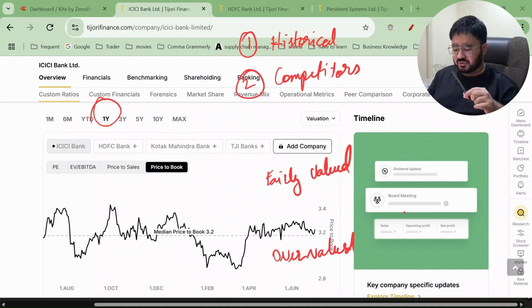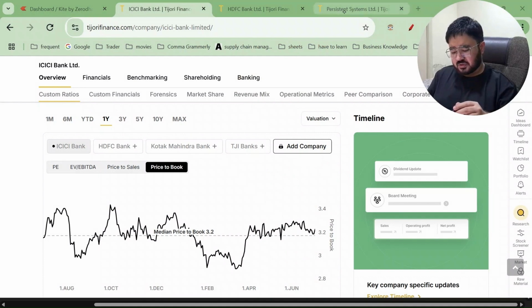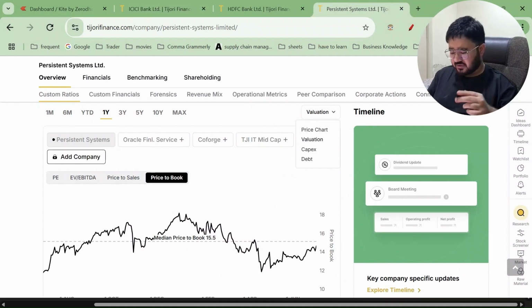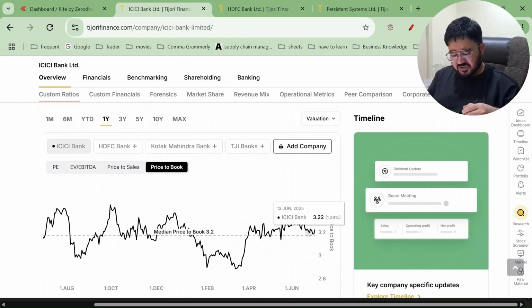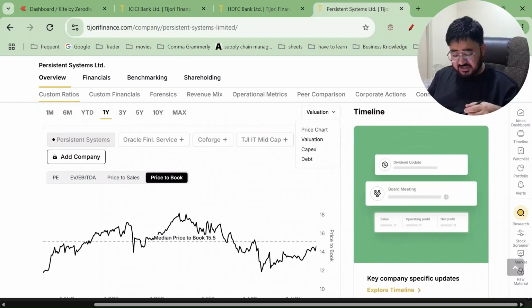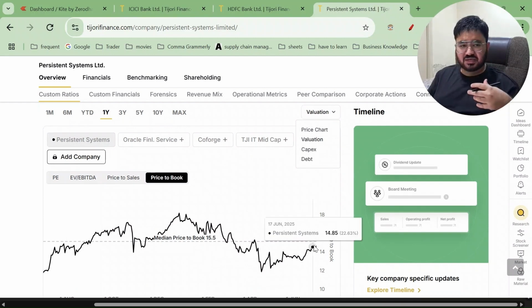Now let me show you where to not use this. IT companies. If you could see, the ICICI was 3.2, whereas here it's extortionate. The investors are ready to pay 14 times its book value to acquire one share of Persistent Systems. So that's why book value does not play a vital role in these companies.